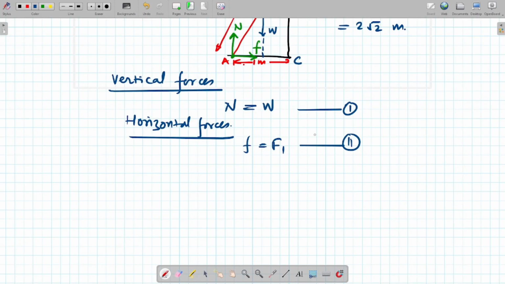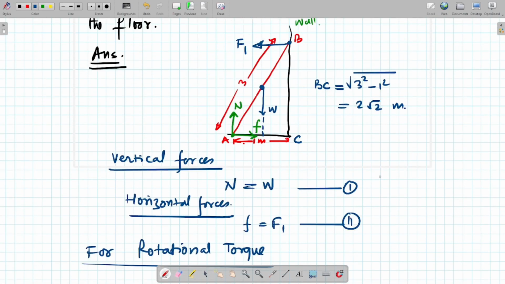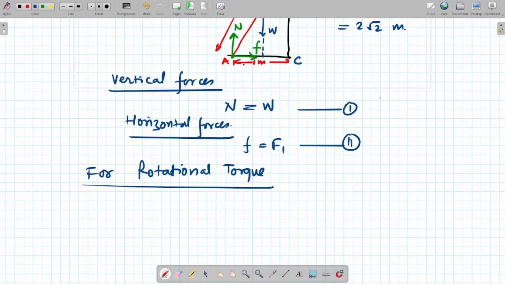So now let us take the rotational equilibrium. I have told that rotational equilibrium means the anti-clockwise torque should be equal to the clockwise torque. So what is my torque? Let us take कि हम जो टॉर्क का बात कर रहे हैं वो A पॉइंट ले लेते हैं. दैट पॉइंट A के अराउंड हम टॉर्क को. So what will be the torque?